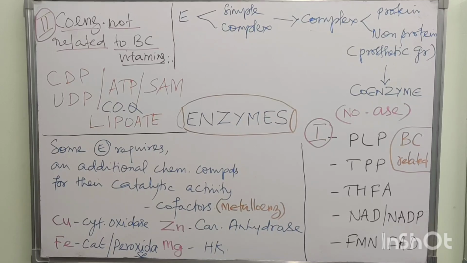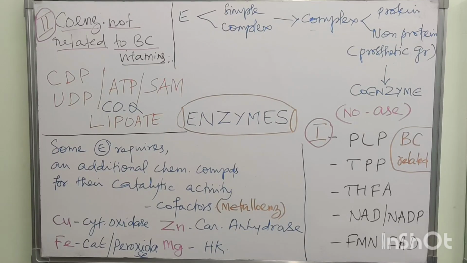Another classification of coenzymes is those that are not related to B complex vitamins. For example, CDP, UDP, ATP, SAM, that is cytidine diphosphate, uridine diphosphate, and ATP, adenosine triphosphate. SAM means the sulfur containing amino acid methionine, so S-adenosyl methionine. Then CoQ, which is involved in the electron transport chain as a carrier, and lipoic acid. These five or six are the non-B complex vitamin coenzymes.